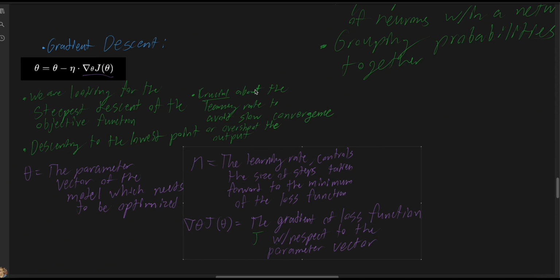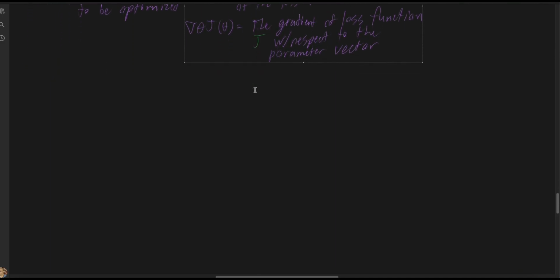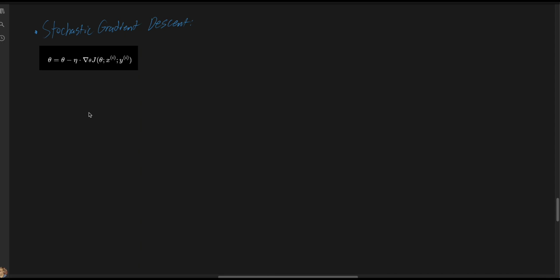And now let's move over to stochastic gradient descent. So stochastic gradient descent is a variation of gradient descent, except it runs faster by updating the model's parameters using only a single sample. So stochastic gradient descent is like gradient descent. It processes faster though.